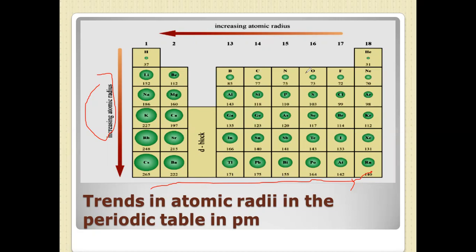The reason is that across the period, the nuclear effect is very high. The effective nuclear charge is very high. Therefore, the attraction is also high. So what will happen? Your atom becomes smaller because the attraction between the nucleus and the valence electron becomes stronger. So your radius will decrease. This means that if you go from right to left, the atomic radius is increasing.